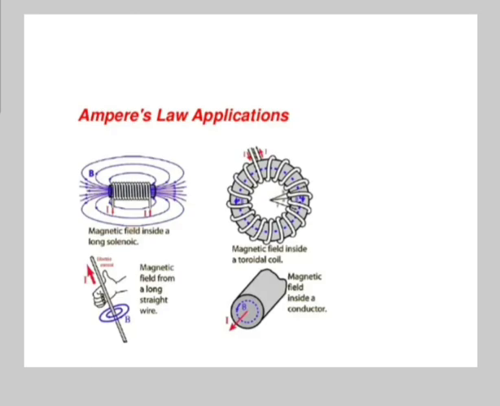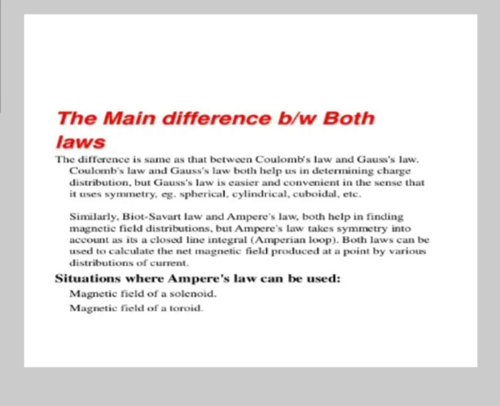There are different applications of Ampere's law, like the magnetic field inside a long solenoid, the magnetic field from a long straight wire, the magnetic field inside a coil, and the magnetic field inside a conductor. So these four diagrams show the applications of Ampere's law. Now the main difference between the two laws is explained.